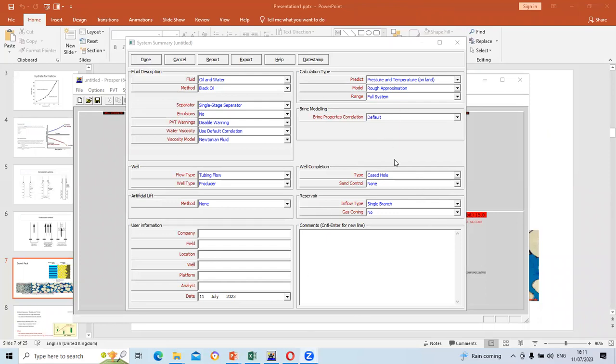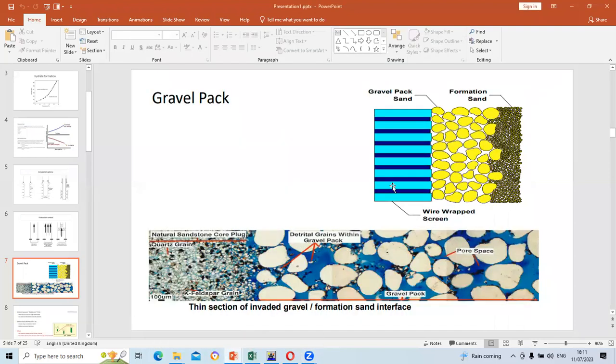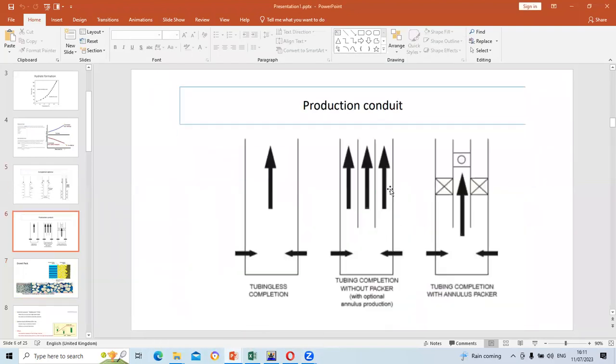Okay, if we are through with that, there's one aspect which we have not talked about: gas coning. If I go to my PowerPoint, I don't think there's anything here about gas coning, so let me just explain. We may have our reservoir. This is our wellbore.